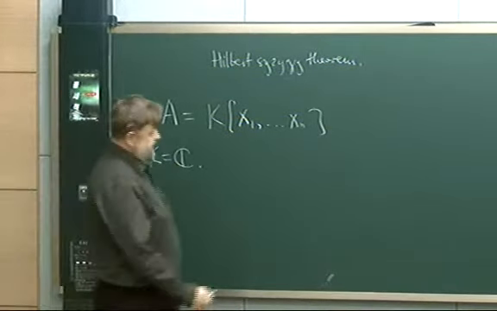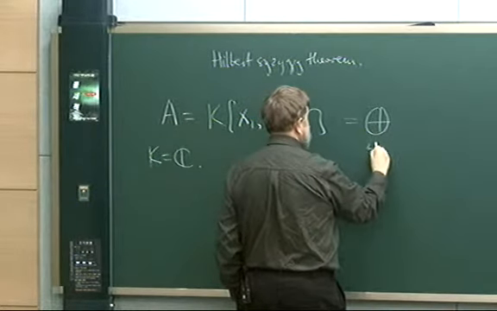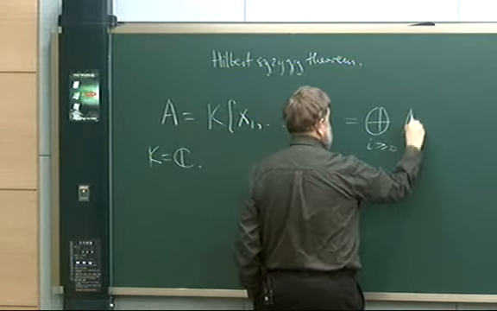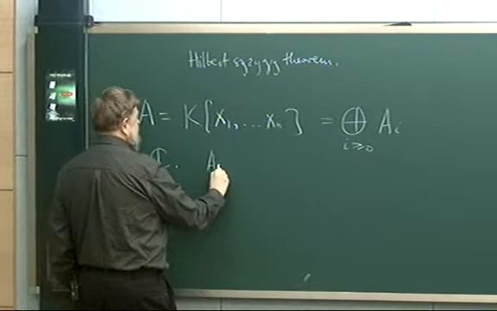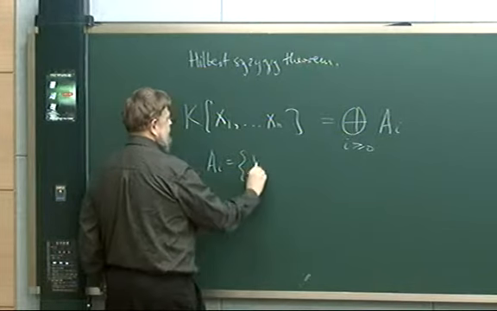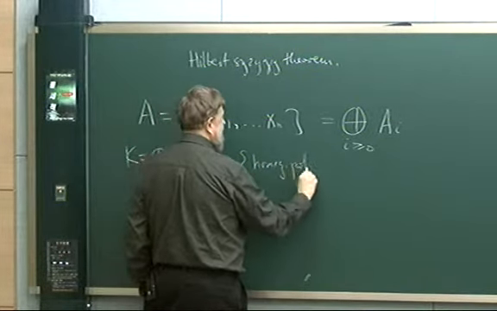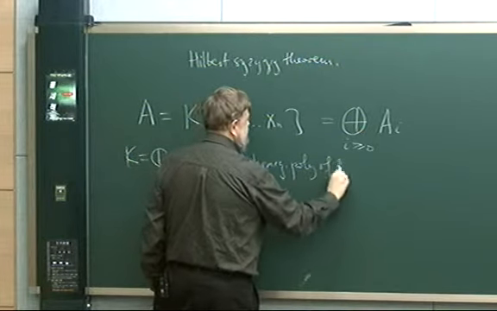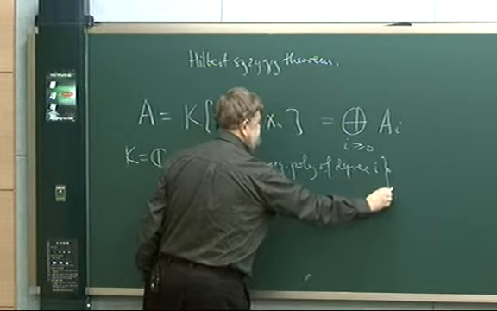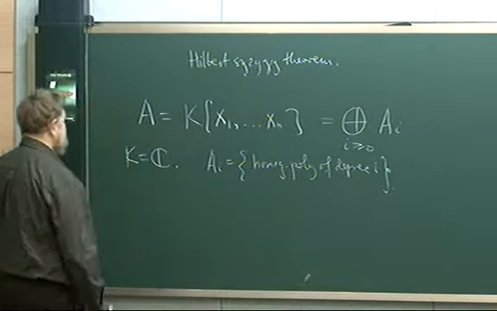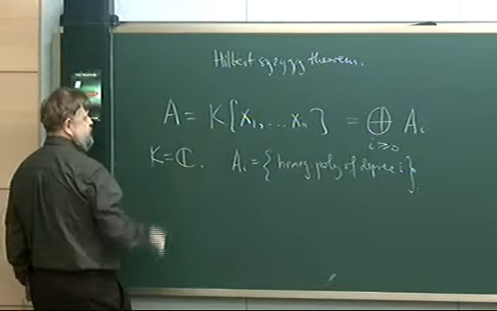Okay, so this is a graded ring. We treat it as a graded ring, so it will be the direct sum of Ai, where Ai is the homogeneous polynomials of degree i. And we'll be concerned with the modules, graded modules over this ring.